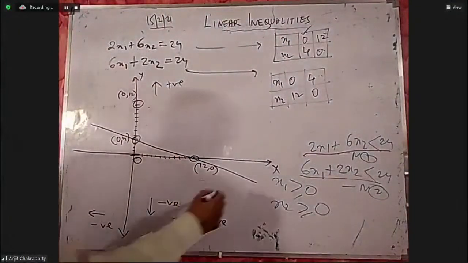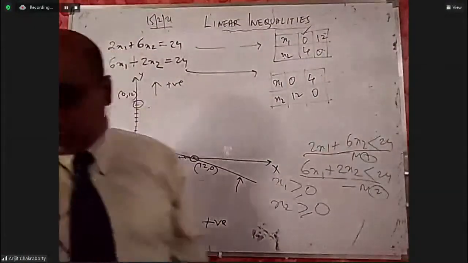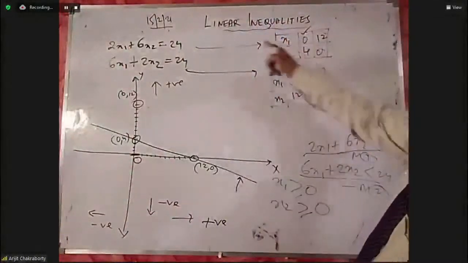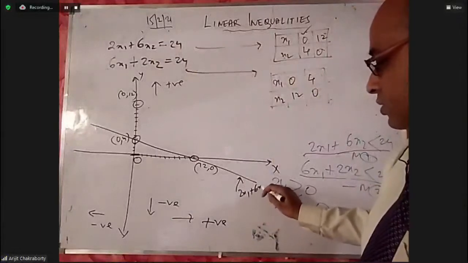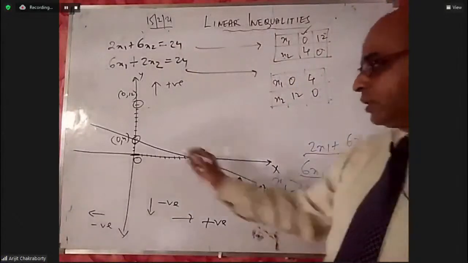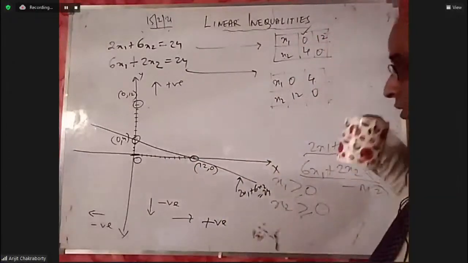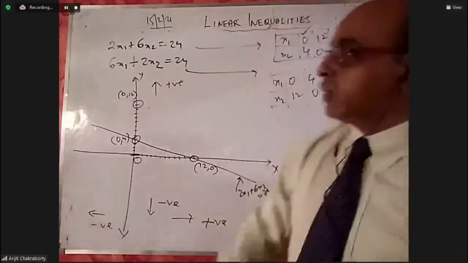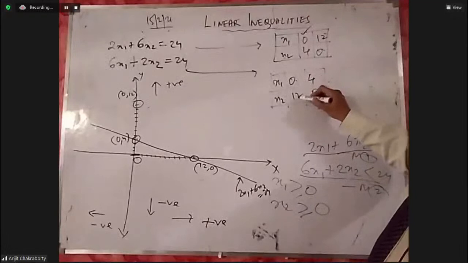So this line represents the first equation, 2x1 plus 6x2 equal to 24. Let me write it, 2x1 plus 6x2 equal to 24, this line. Now I take the second equation. What is the second equation? 6x1 plus 2x2 equal to 24. And the points are 0, 12 and 4, 0.